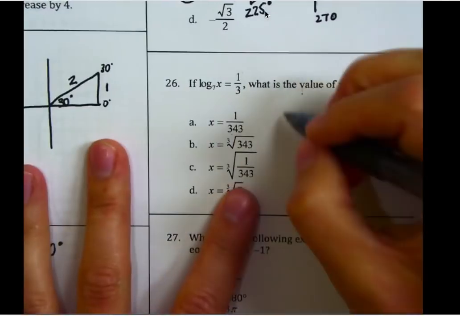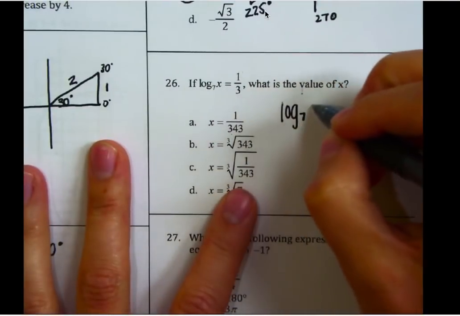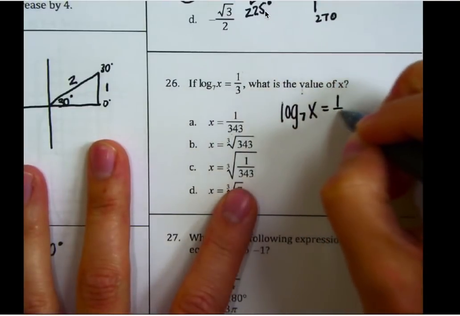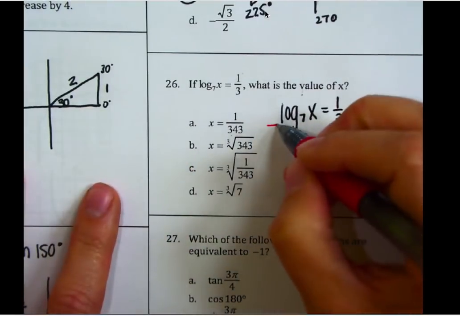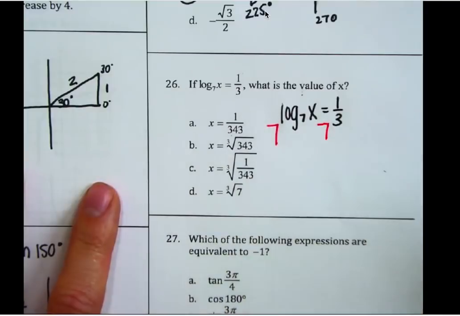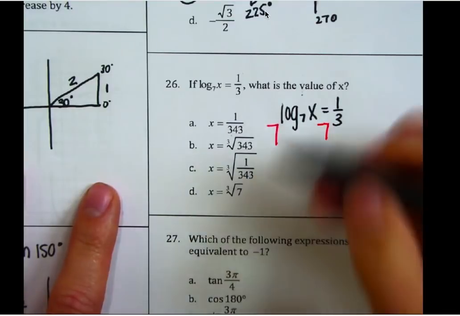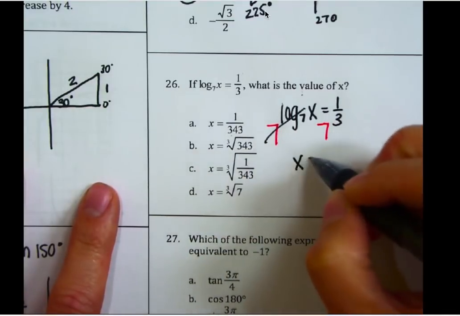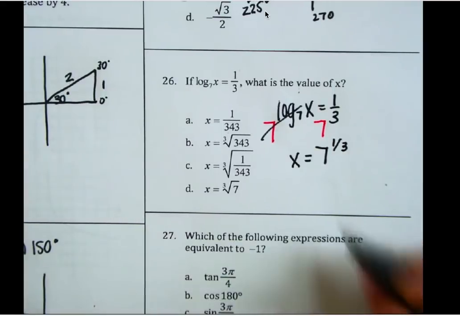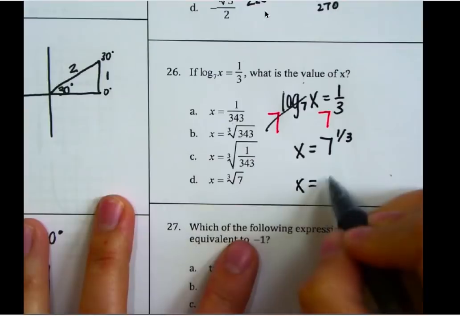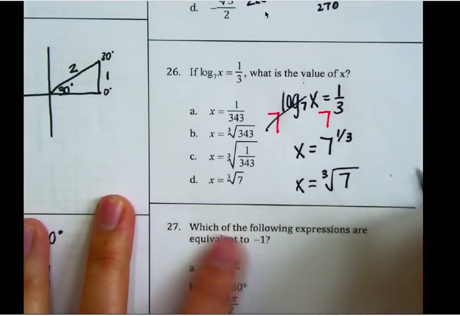Number 26, we have another log equation that we're going to solve. So to get rid of log base 7, we want our exponent with a base of 7 to both sides. So that right here is going to cancel out and leave us with x is equal to 7 to the 1/3 power. 7 to the 1/3 power actually means the cube root of 7.